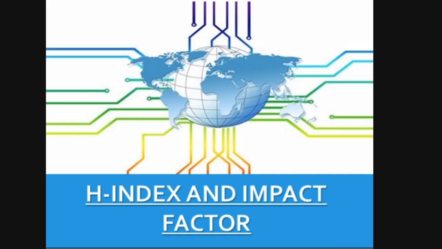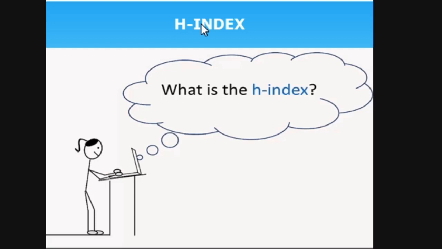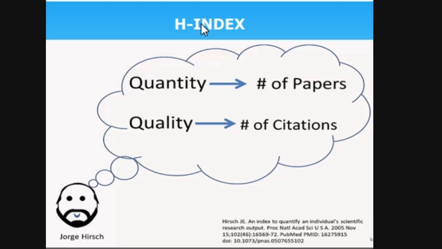In the first class it was a little bit confusing. I just gave you a little overview about H index, and today I will explain H index with a simple example. That is the question everyone is asking: what is H index? So we will see it. H index was given by George Hirsch. He is the founder of H index, based on two parameters. What are they? Quantity and quality.